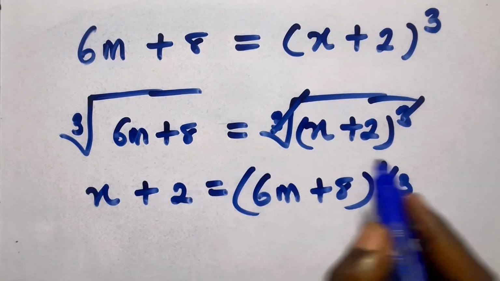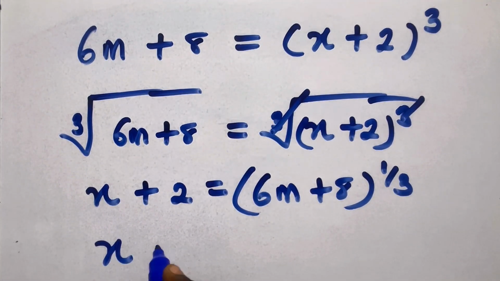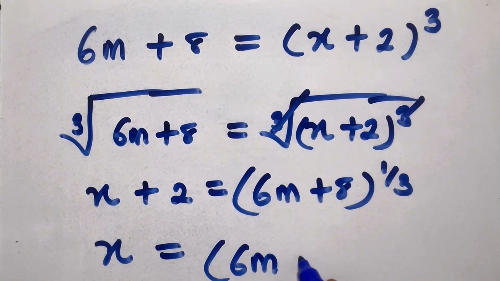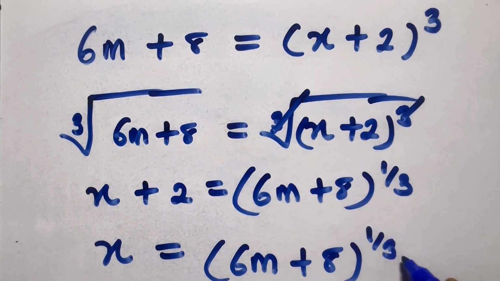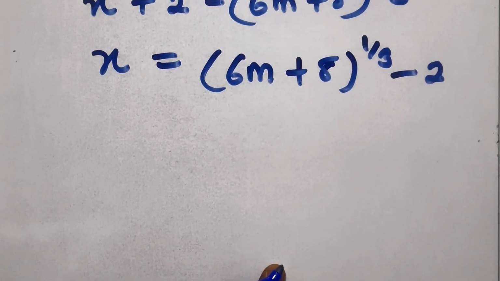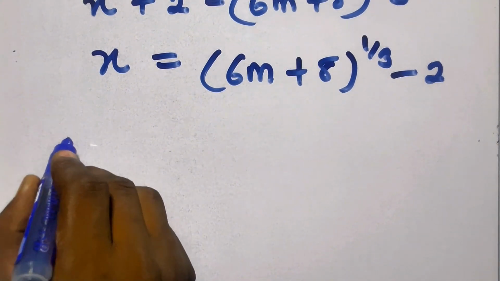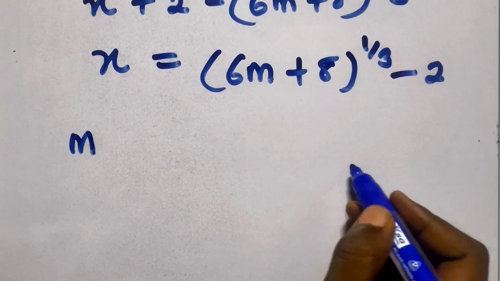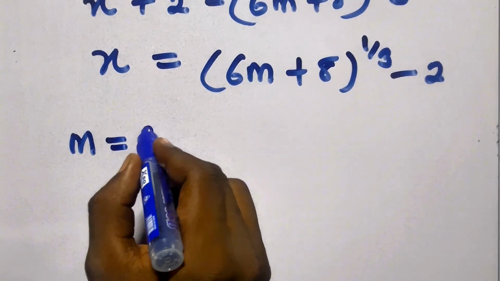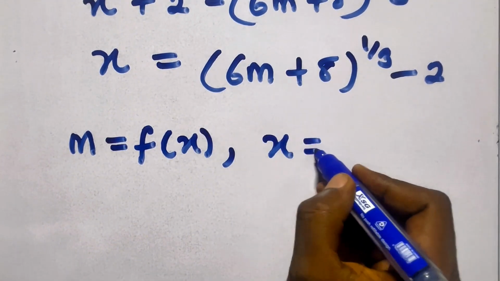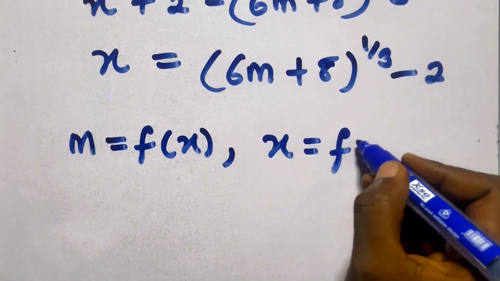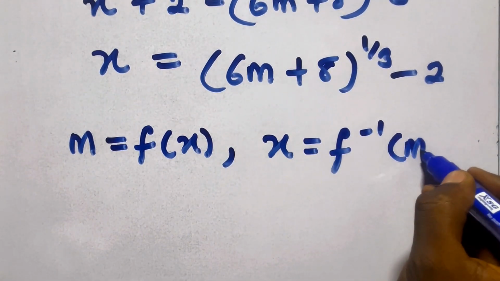So therefore, to make x the subject of the formula, we have to transfer the 2 to the other side. So we have x equals 6m plus 8 raised to the power of 1 divided by 3, then minus 2. Alright. Then there's something you have to declare here: don't forget our right hand side is m, and it is equal to f of x, right? So meaning that our x will be the inverse of f, f inverse of m.